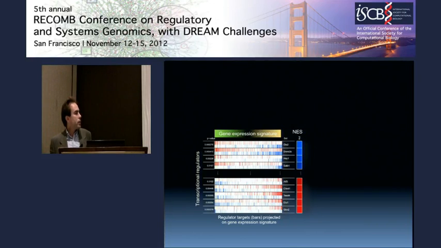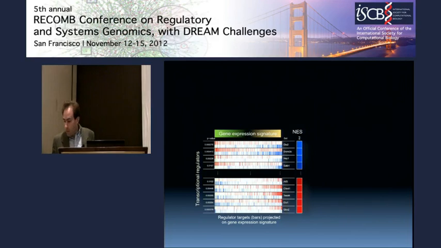This one is on the opposite side of the spectrum. Most of the targets that are induced by this gene are enriched among the genes that are overexpressed, and the ones that are repressed are enriched among the genes that are down-regulated. So we can infer that this gene is more active in the phenotype.